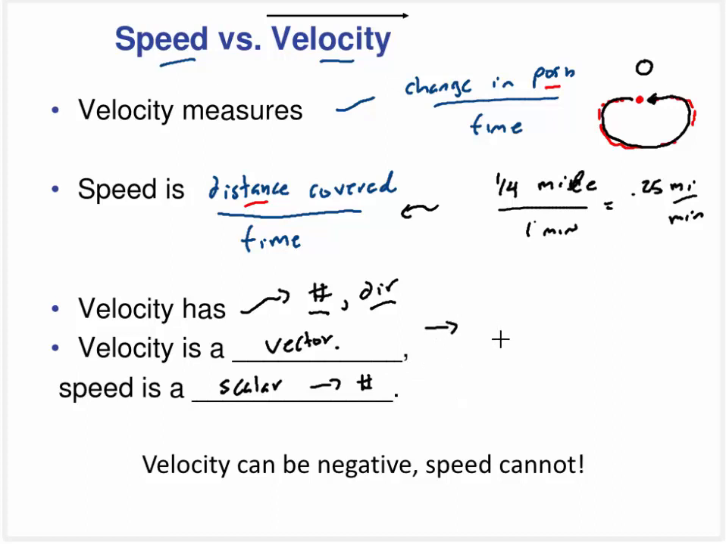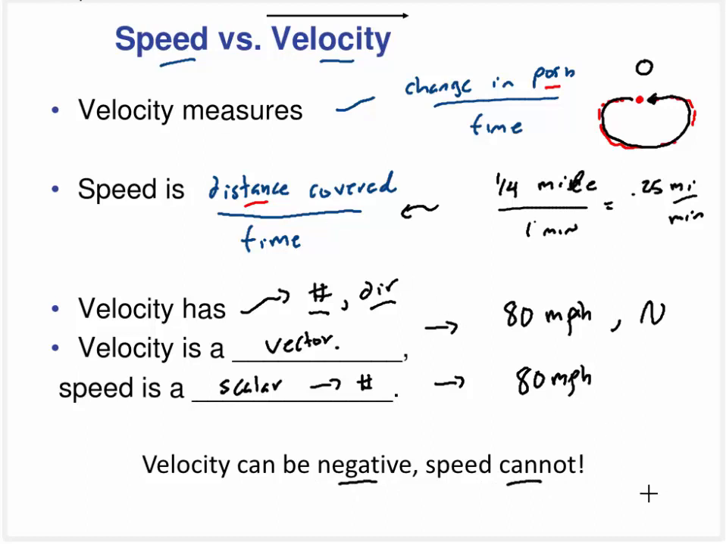So a difference between a speed and a velocity is I can tell you my speed is going to be 80 miles per hour, and that's a useful piece of information. If I told you that my velocity was 80 miles per hour, I would have to give you a direction, so maybe 80 miles per hour north. What this also means is velocity can be negative and speed cannot.